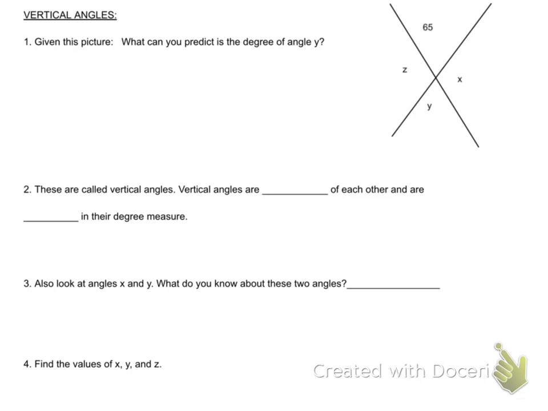Okay, the next one, we're going to talk about vertical angles. Hey, look, you got a picture there with some crisscrossing lines. We got 65 on the top, z over here, y in the bottom, and x. What could you possibly predict about angle y? 65. Why do you say it's 65? Complementary. Ooh, I wouldn't say, don't throw complementary out there. It's not complementary. You got to be careful.